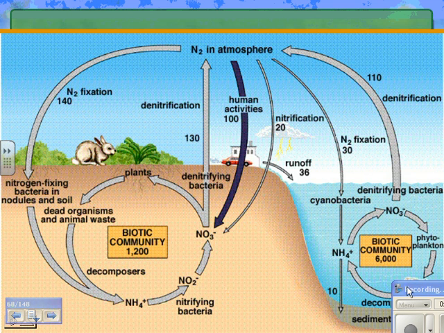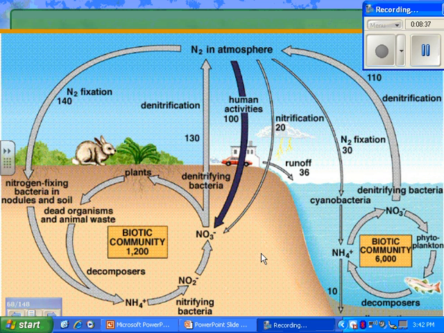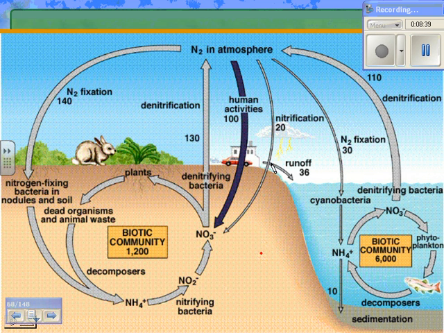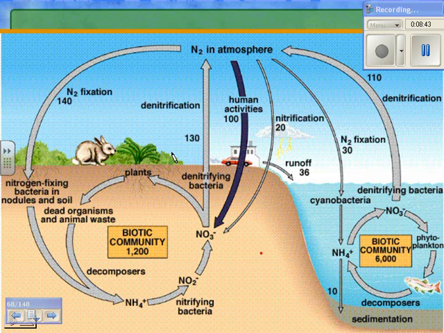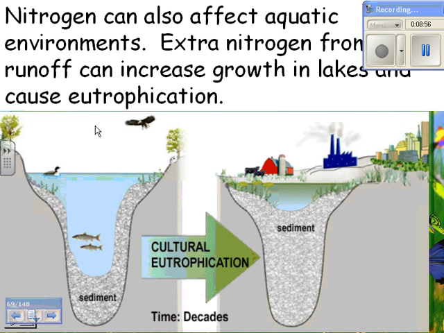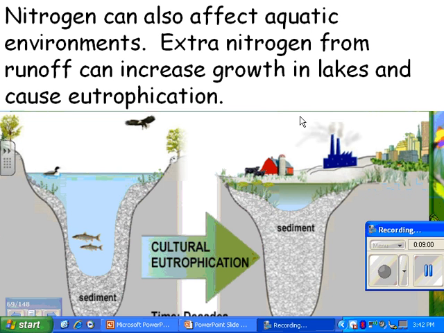Here's another extension of that. This is just showing that sometimes nitrogen from stuff like a factory or maybe runoff from agriculture, there's a lot of nitrogen that way. Sometimes that will run off into an aquatic environment. And now you're adding a whole bunch of nitrogen to the aquatic environment that maybe wasn't there before. And that can be a problem because it can cause this thing called eutrophication. So nitrogen can affect aquatic environments.